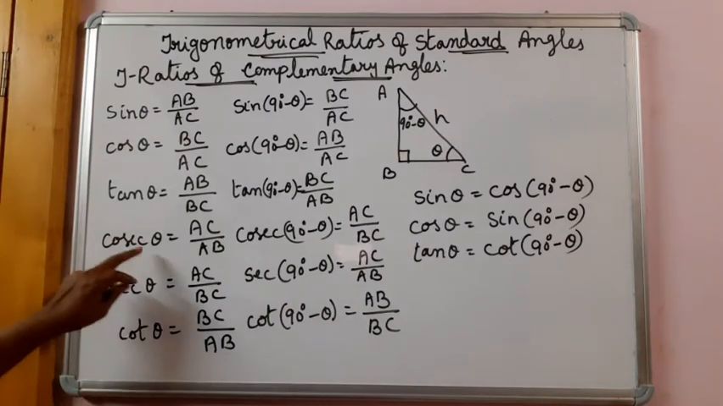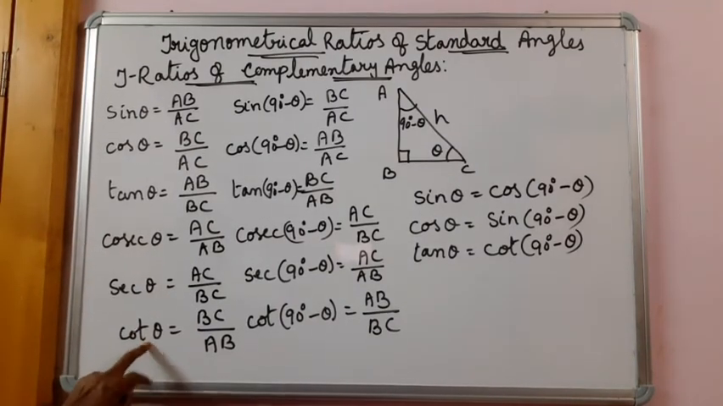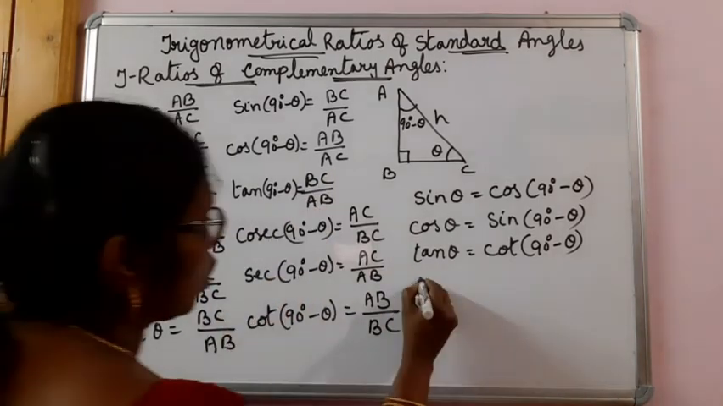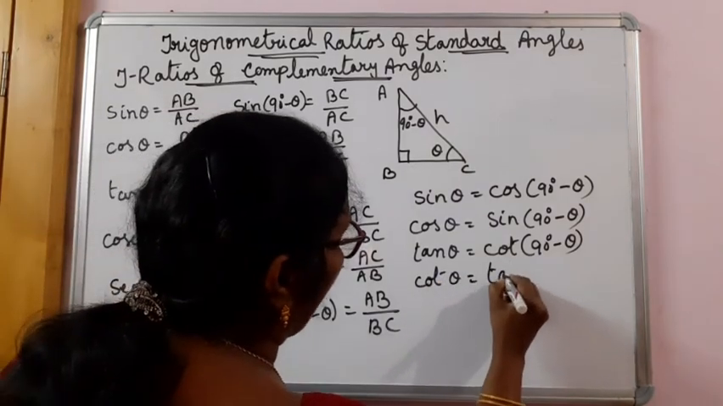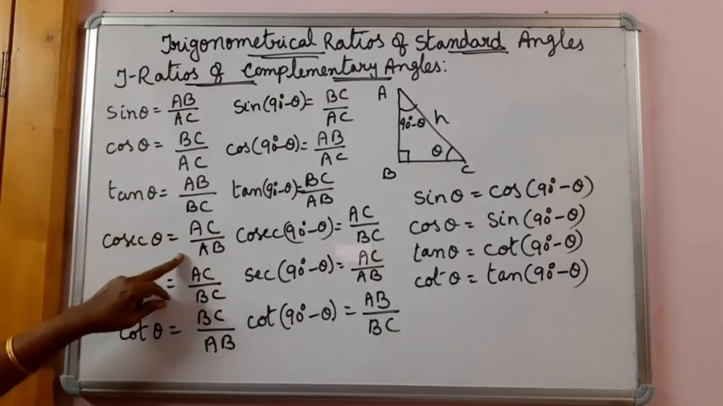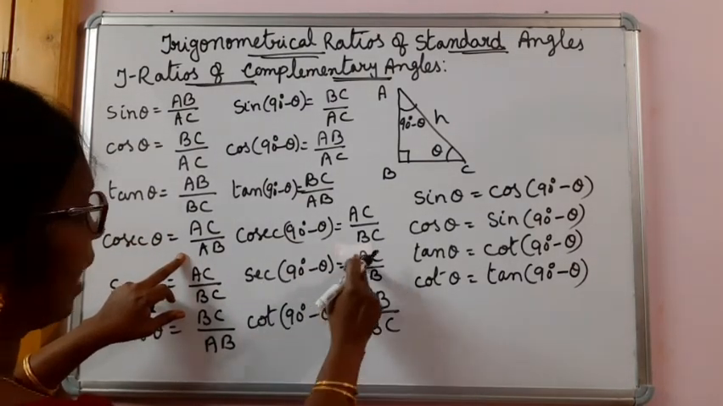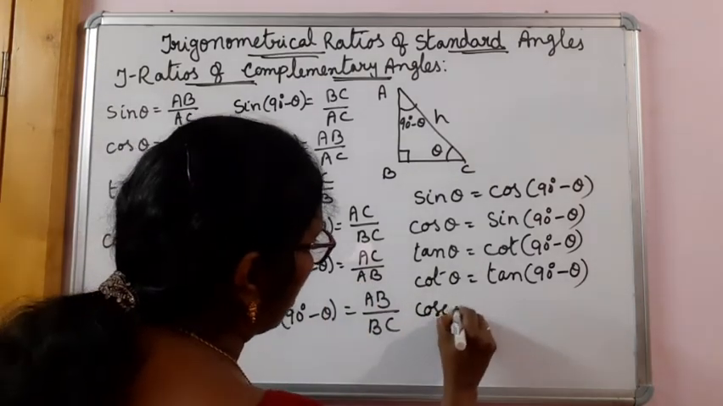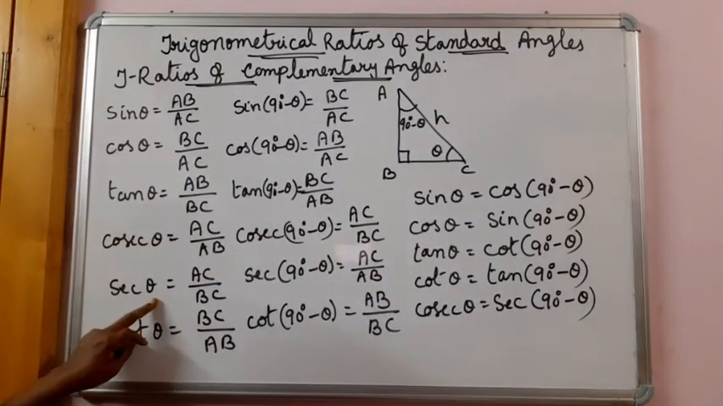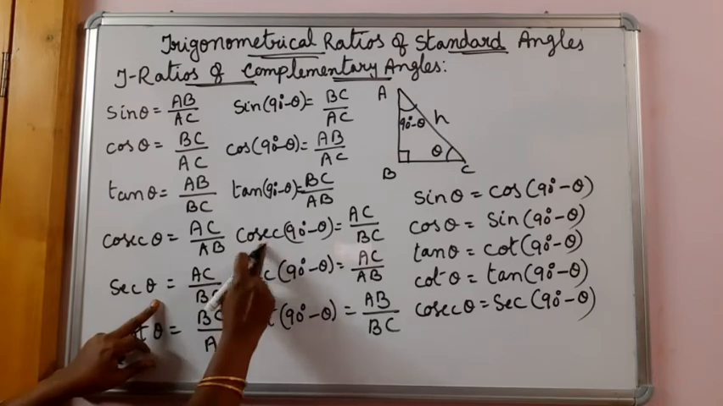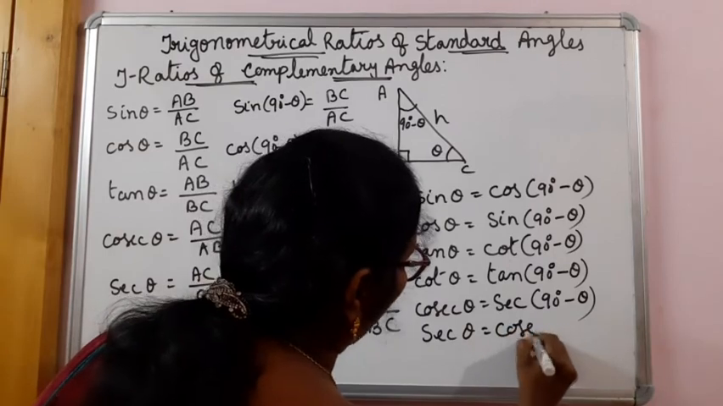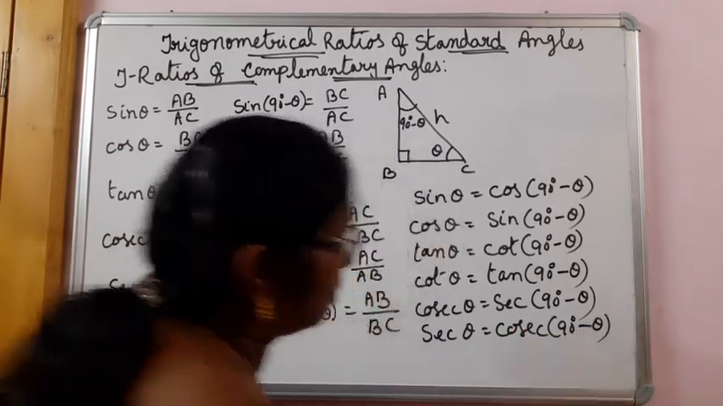In the same way, cot theta is BC by AB and tan of 90 minus theta is BC by AB. So cot theta is equal to tan of 90 degrees minus theta. Again, cosec theta is AC by AB, and sec of 90 minus theta is AC by AB. That means cosec theta is equal to sec of 90 minus theta. Sec theta is AC by BC, and cosec of 90 minus theta is AC by BC. So sec theta is equal to cosec of 90 degrees minus theta.